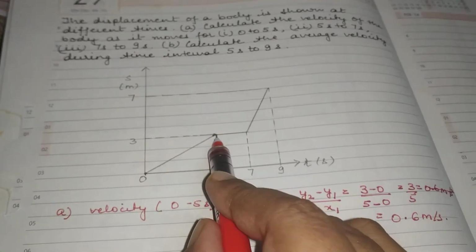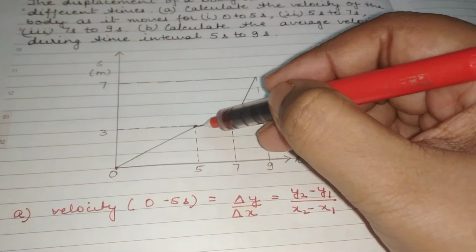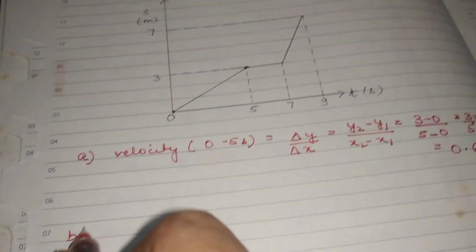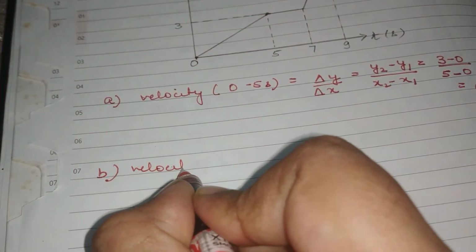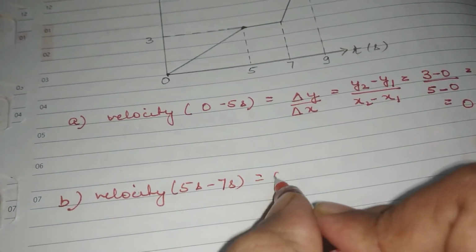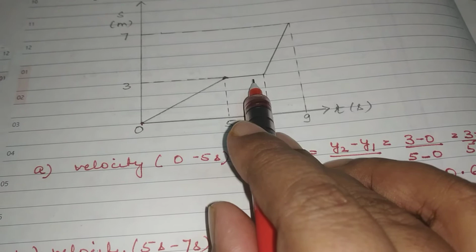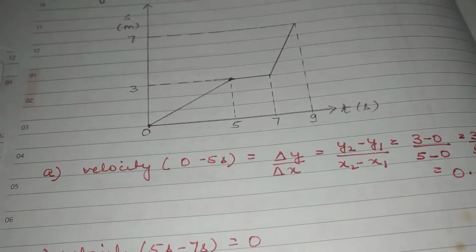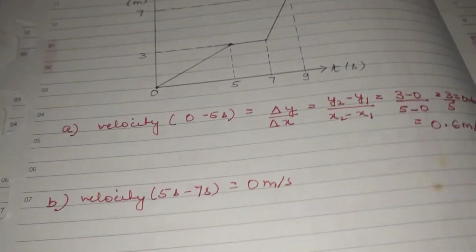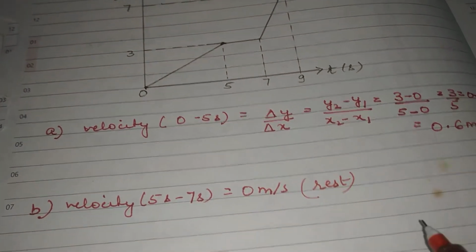Similarly, we'll find the velocity in this region from 5 seconds to 7 seconds. Now always remember, whenever you get a horizontal graph, the slope of the graph is always 0. That means velocity from 5 seconds to 7 seconds is 0 because it is a horizontal graph, and a horizontal graph will always have 0 slope, and hence the velocity is also 0. Now what do you mean when we say that velocity is 0? It means that the body is at rest, right?